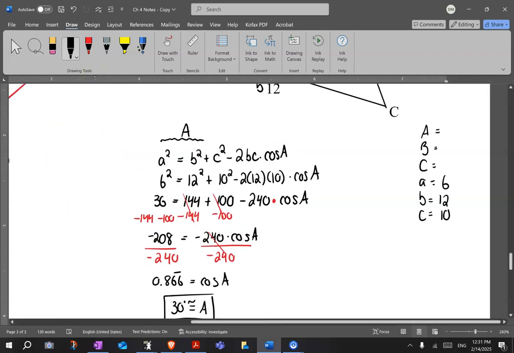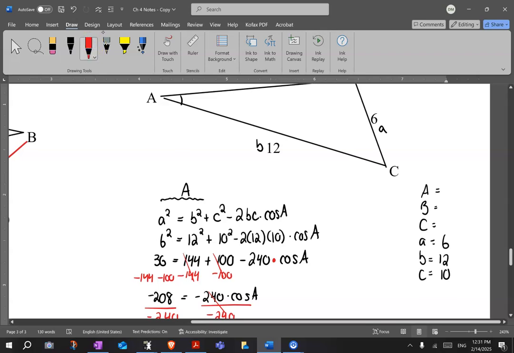That only found me A. So now I know that A is approximately 30 degrees. That's right here. 30 degrees.